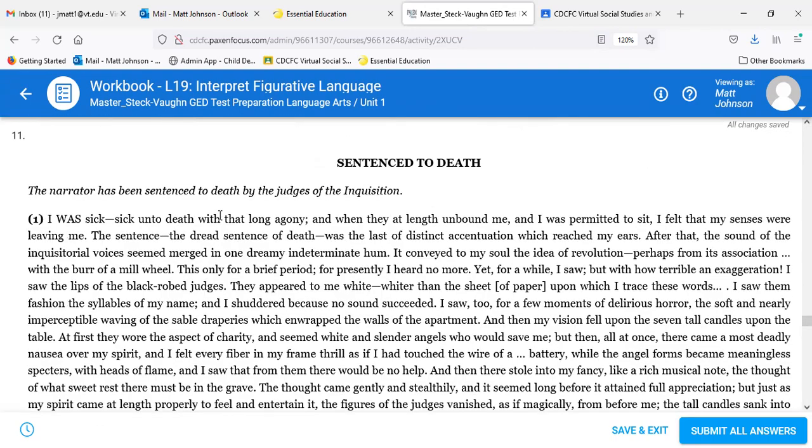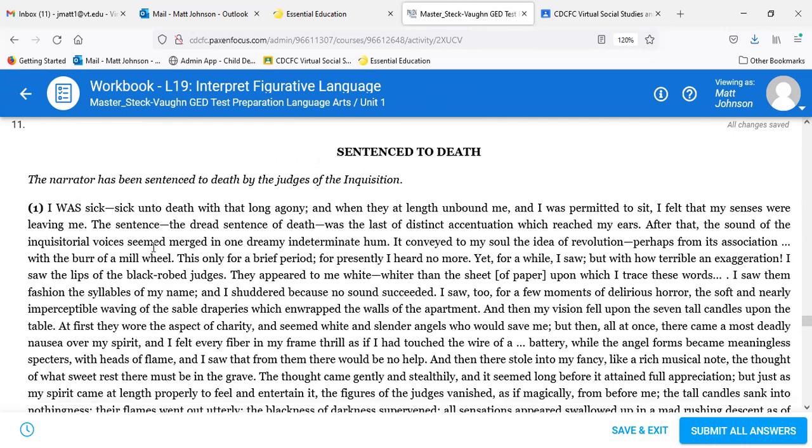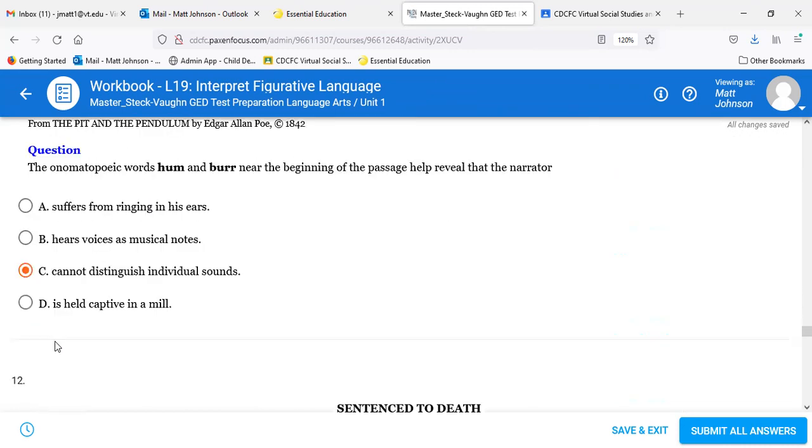So just to pop back up there, the real operative word is indeterminate. After that, the sound of the inquisitorial voices seemed merged in one dreamy, indeterminate hum. You know how you zone out, and somebody could be talking to you and you just hear a humming, or a lot of people and you can't really make out voices. That's kind of what he's experiencing there.